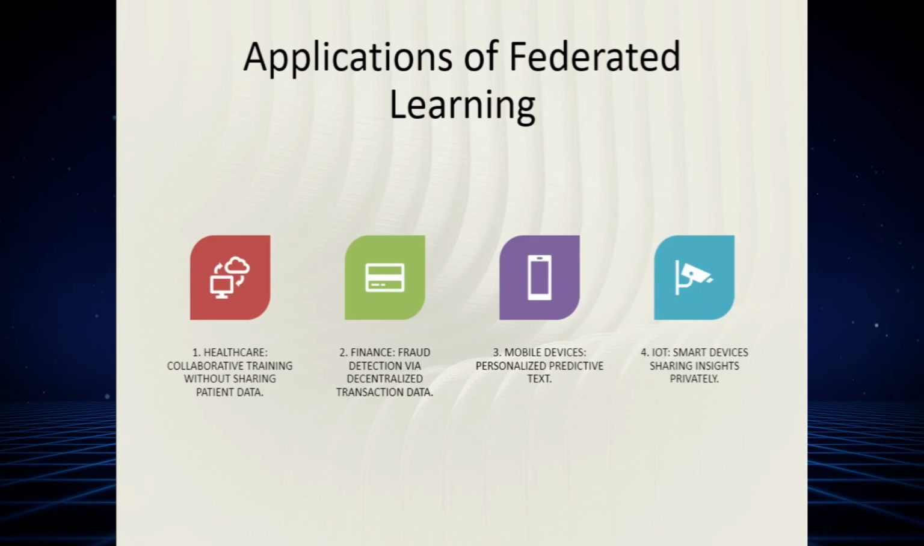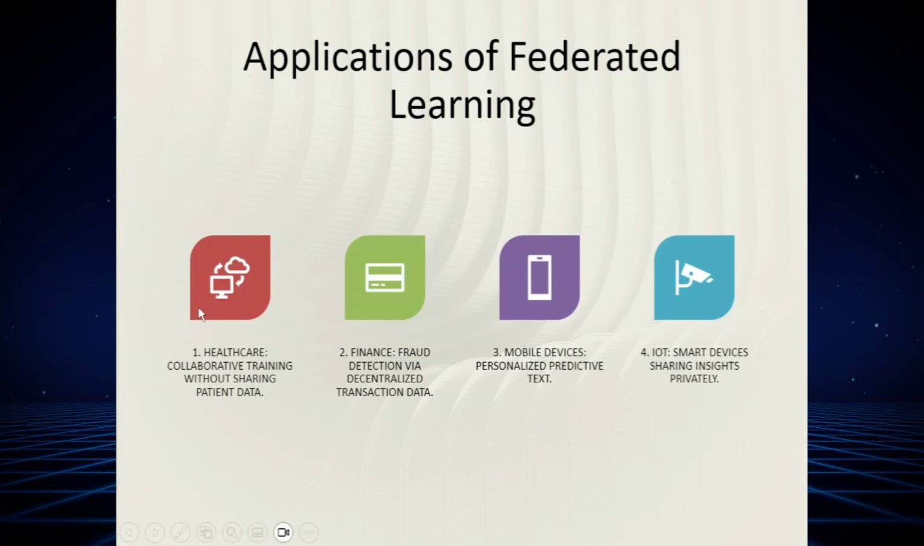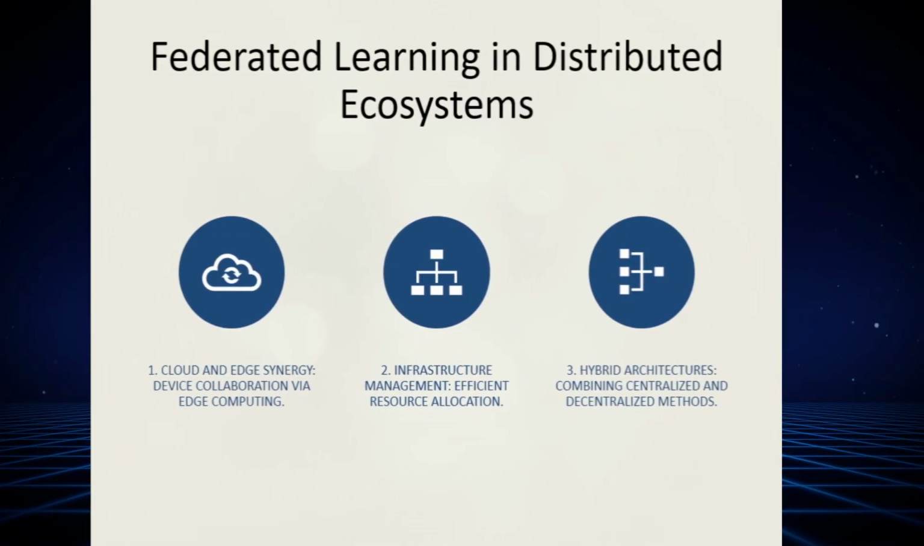4. IoT devices. Smart home devices like thermostats or speakers can learn from your behavior locally, e.g., your temperature preferences or music choices. With federated learning, they update models without uploading your personal usage data, ensuring better privacy.